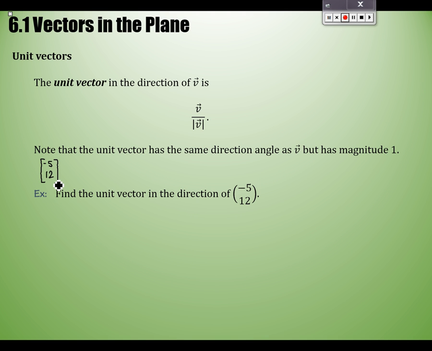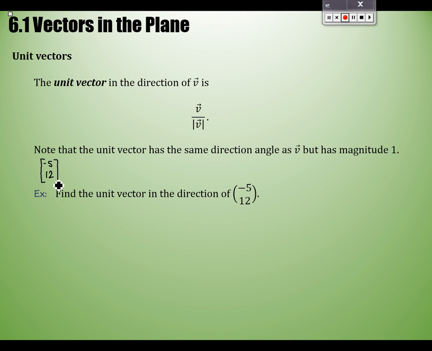How do we make this 1 unit long? How do we make this, which is currently how long? 13. I picked some nice numbers there, didn't I? Does everyone see that? Or if you're not sure, actually do the magnitude. What is the magnitude of that vector? It's the square root of 5 squared plus 12 squared. Work it out and you'll get 13, but I picked one that works out nicely. So the magnitude is 13.